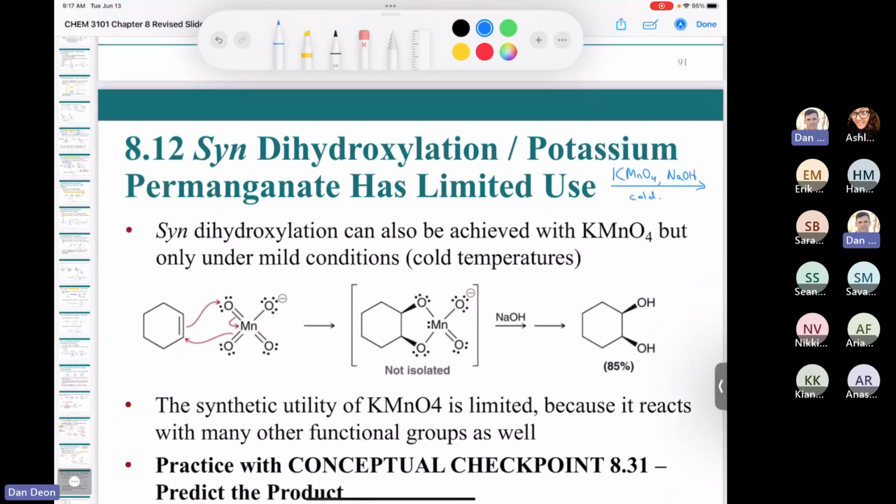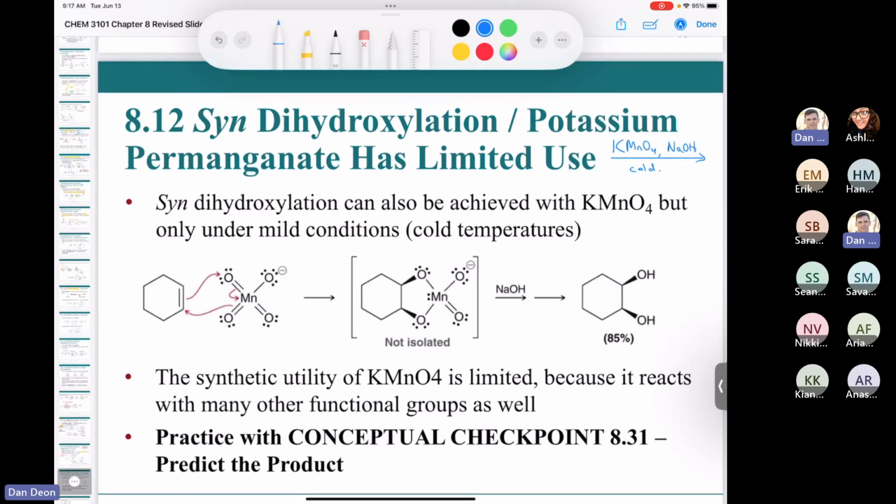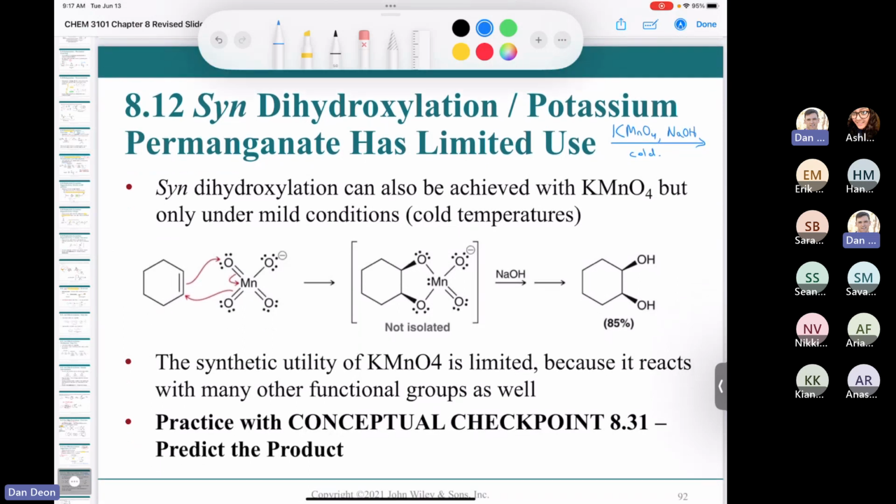So that's being shown here. And it does something kind of like with the osmium, where you form that ringed intermediate, the cyclic osmate ester. Here you form this permanganate cyclic compound, and then you treat it with sodium hydroxide, and you get the syn dihydroxylation.